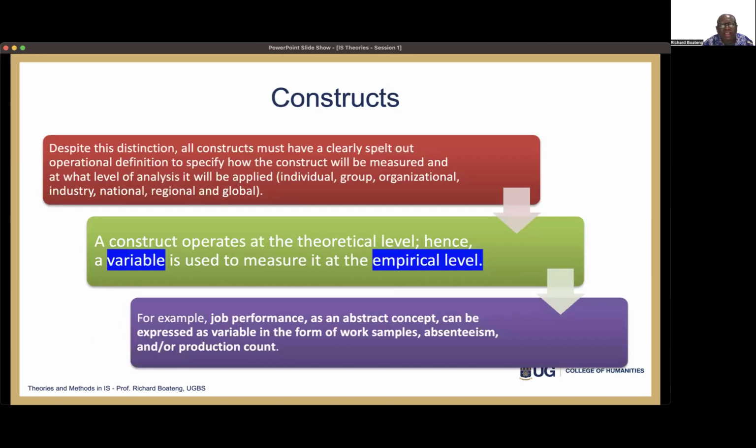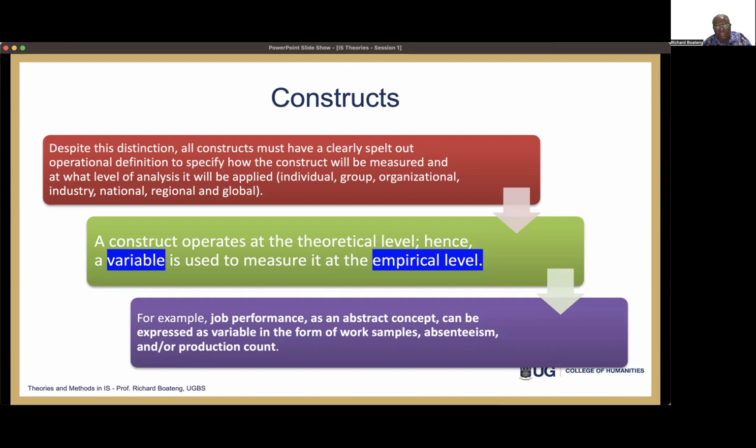So all constructs must have a clearly spelled out operational definition to specify how the construct will be measured, at what level of analysis it will be applied, whether the individual level, group, organization, industry, national, regional, and global. A construct operates at the theoretical level, hence the variable used to measure it is at the what? Empirical level. Okay. For example, job performance as an abstract concept can be expressed as a variable in the form of work samples, absenteeism, and or production count.